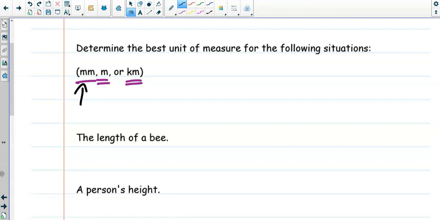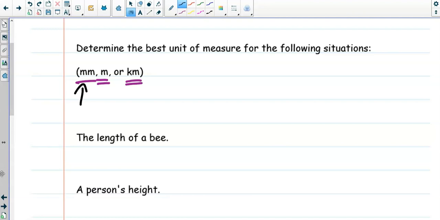Like in English, a millimeter is smaller than an inch, but think millimeter, really, really small. The meter stick, think like a yardstick. Okay? Think like a yardstick. And then kilometers, think like miles.